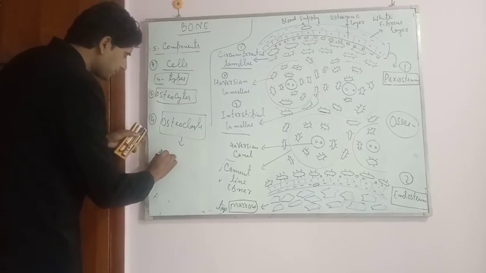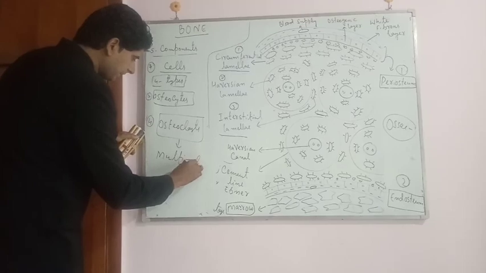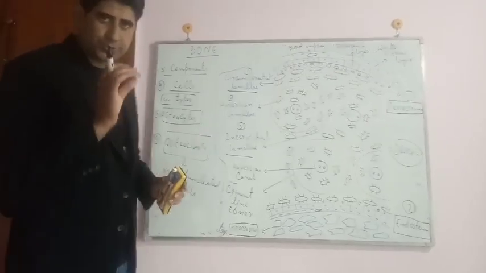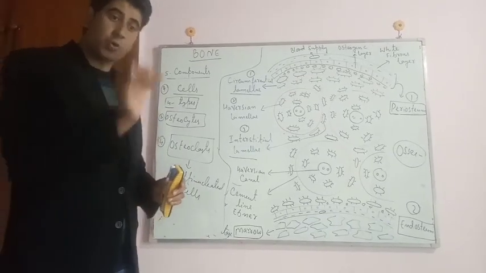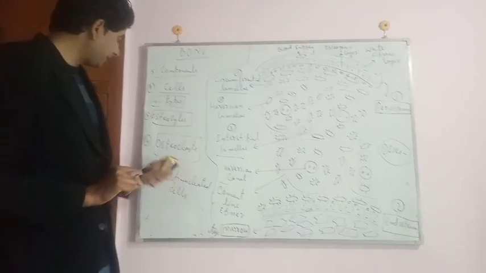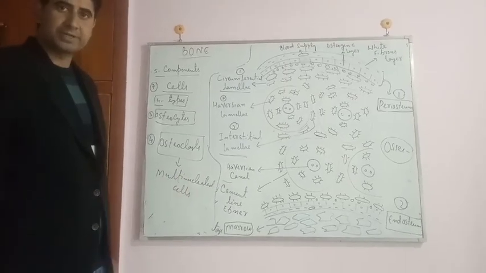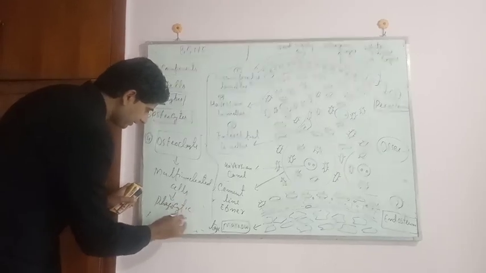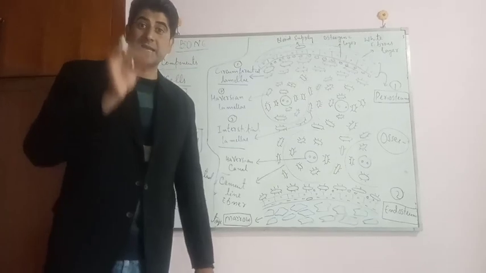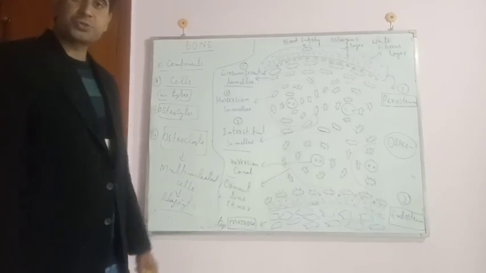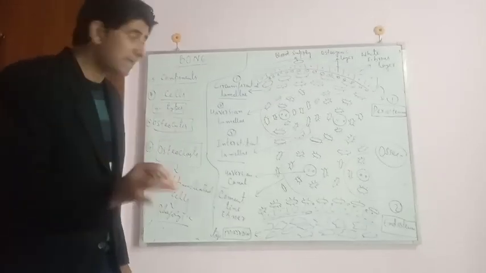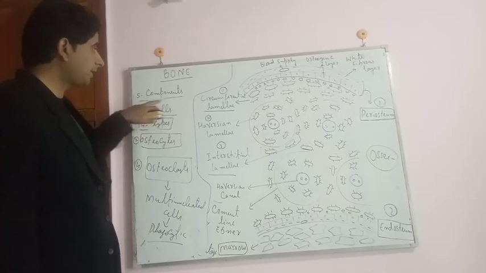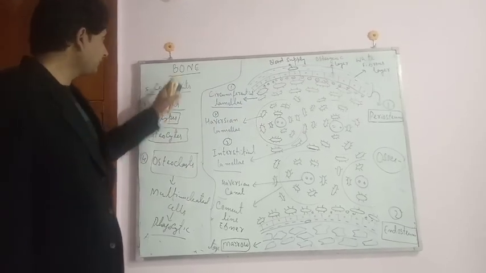Osteoclasts are multinucleated cells. The other cells here, osteoprogenitor cells, osteoblasts as well as osteocytes, were uninucleated, meaning they had only one nucleus. But the osteoclasts are multinucleated cells, and these are phagocytic in nature. That means they perform as phagocytes, they engulf the worn out osteocytes, as well as they help us in the demineralization of the matrix. So with this we have completed the fourth component of the bone, that is the cells of bones.